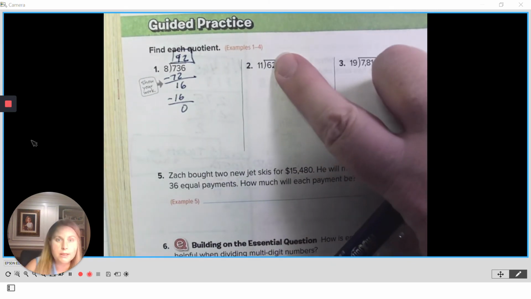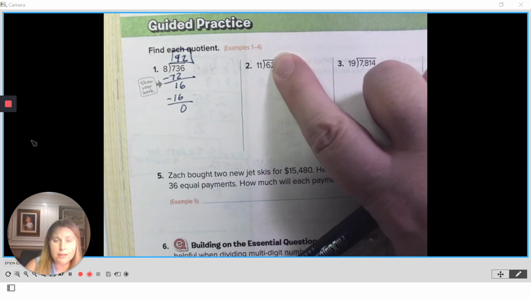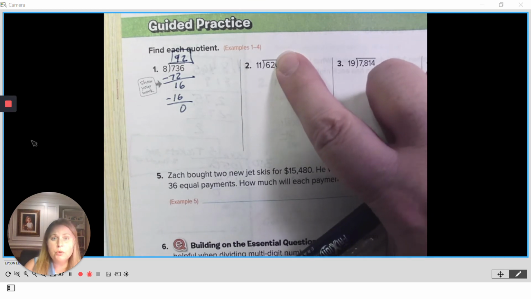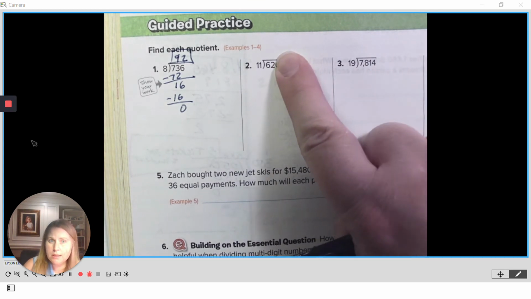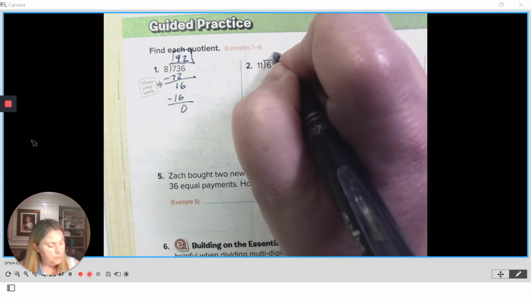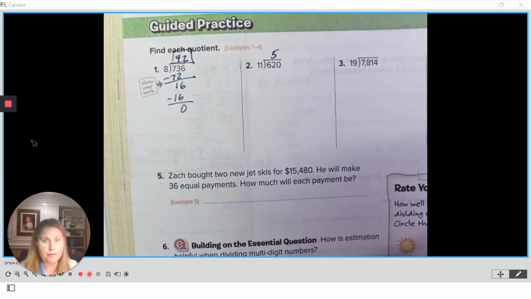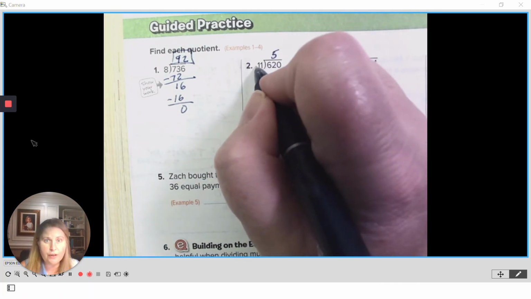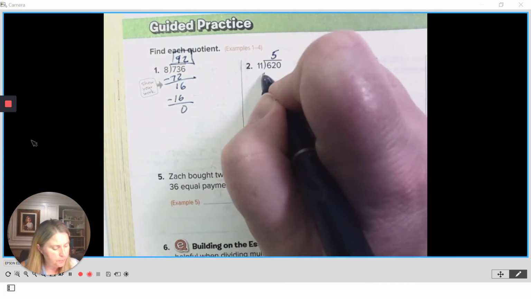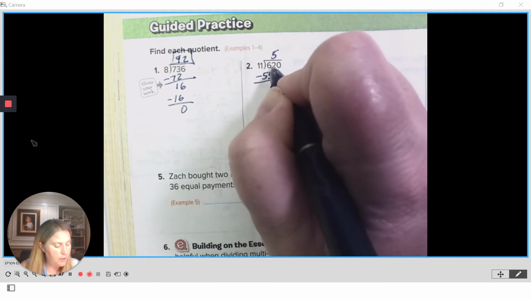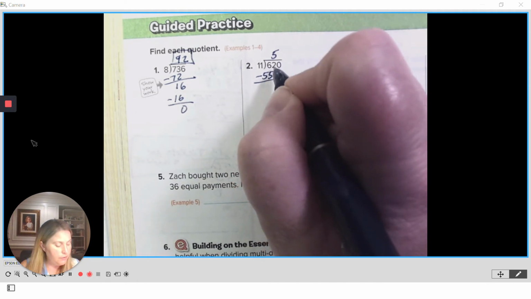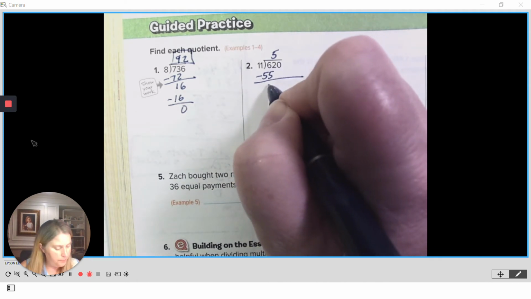Number 2, we have 620 divided by 11. Can 11 go into 6? No, so I can't write anything about the 6. Can it go into 62? Yes. Well, 11 times 6 is 66. That's too big, so we need to round it down to 5. 5 times 11 is 55, or you can do 5 times 1 and 5 times 1. Okay, 62 minus 55 is 7.